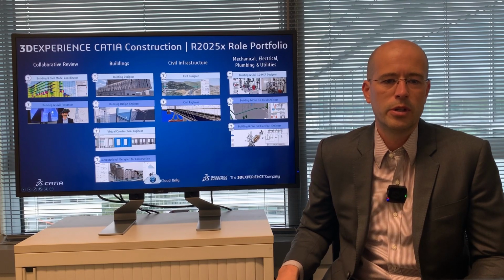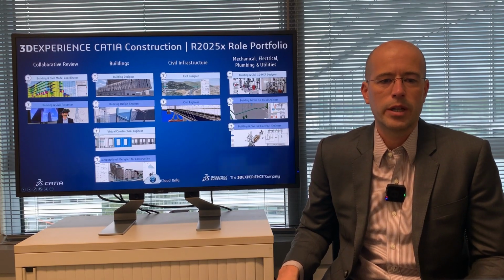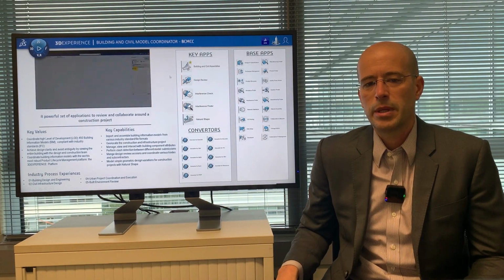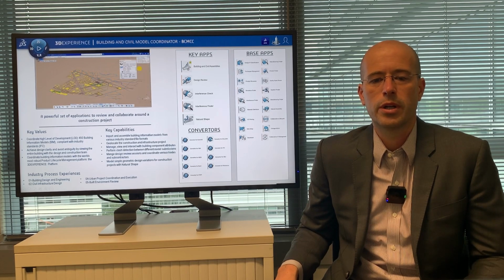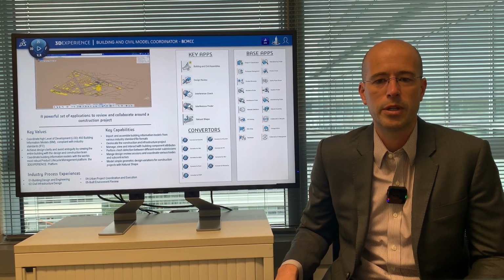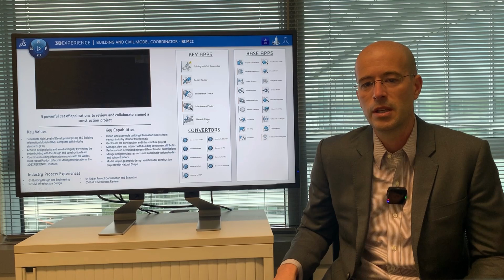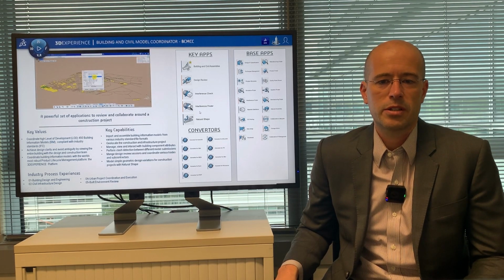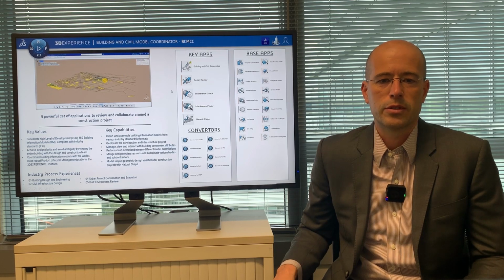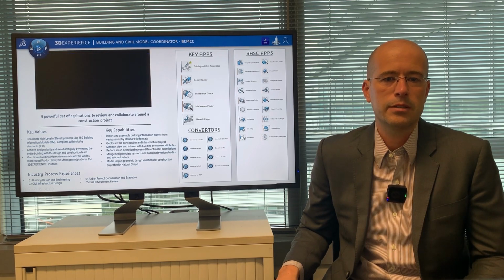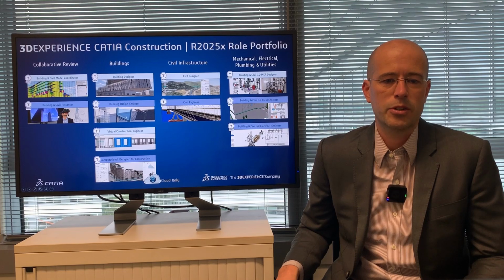Finally, to round it out, we have the Building and Civil Model Coordinator. Now this is a light role. It's based on mostly converters, so importing different 3D models into your 3D environment, different file types, and then performing clash detection, design review, and coordination with this role. So the Building and Civil Model Coordinator is a light role, few applications, but still very well positioned for the BIM coordinators.